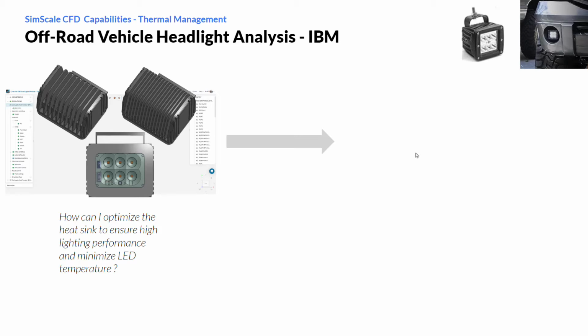Now, of course, behind every simulation, there is a question. And the question that the design engineer poses here is, how can I optimize the heatsink to ensure a high lighting performance and, of course, also minimize the LED temperature? For this simulation, we have two different heatsink designs. One of them is made with 9 fins, and the other one with tighter spacing and more fins. So we have here 15 fins, and this module has 6 LEDs, where each one of these is dissipating 3 watts.